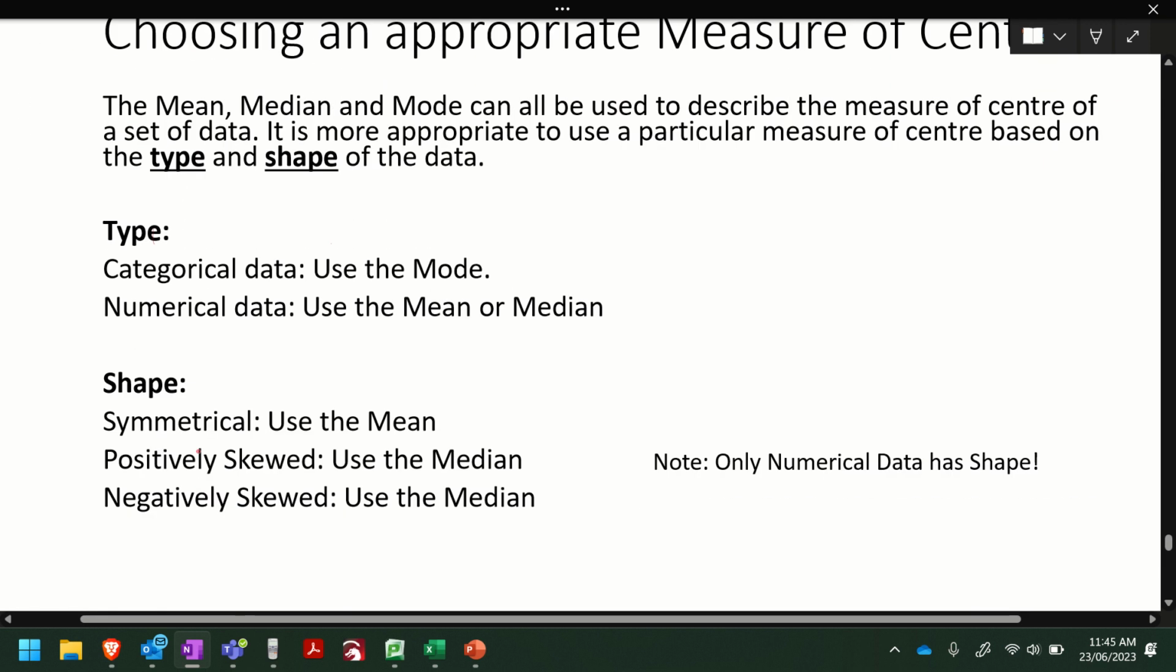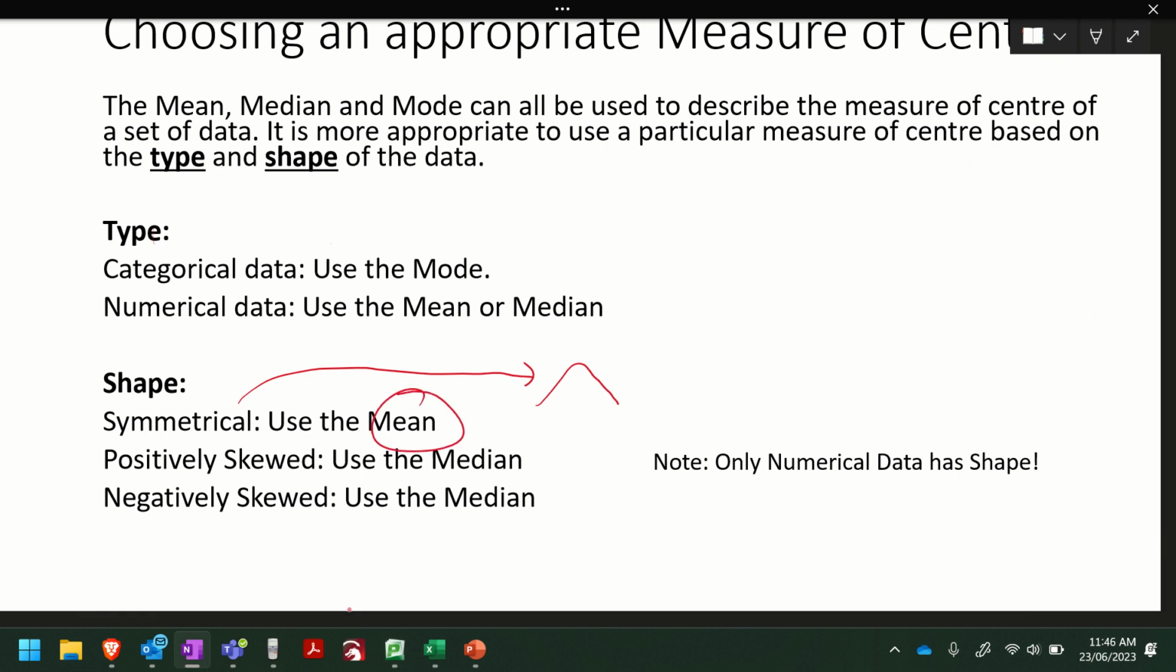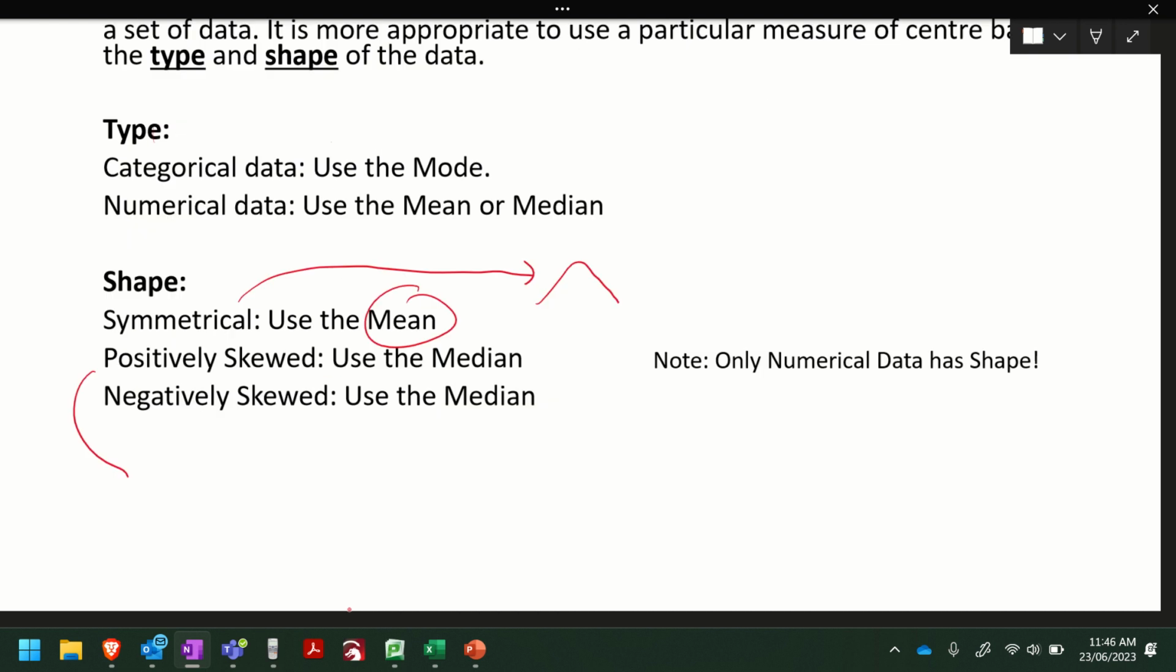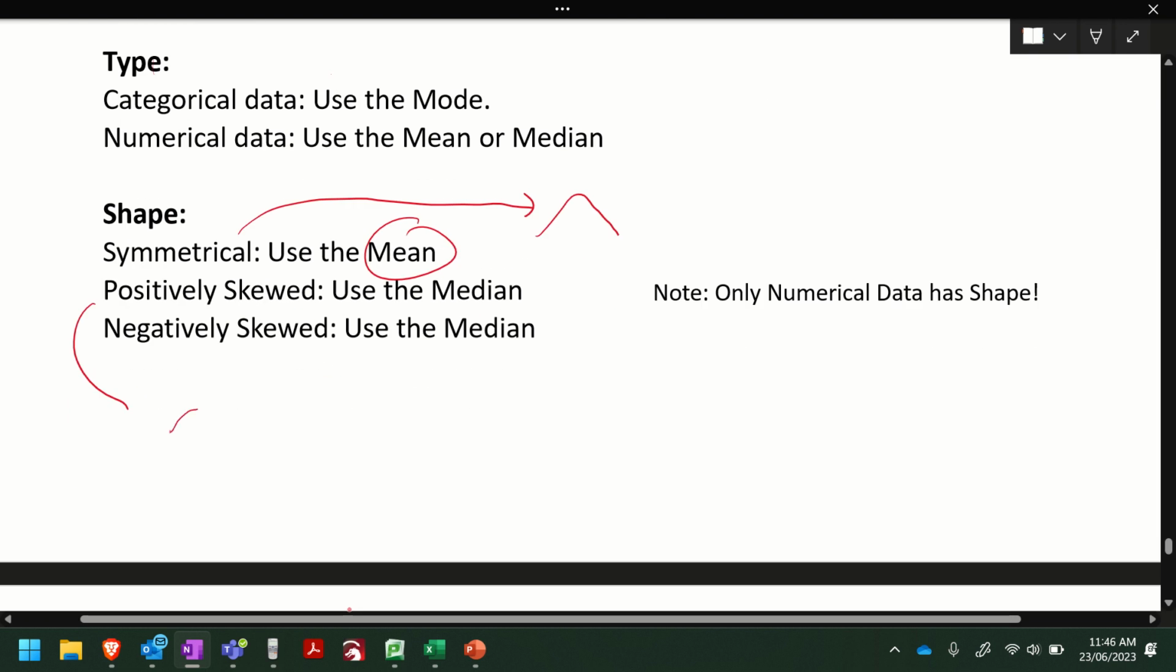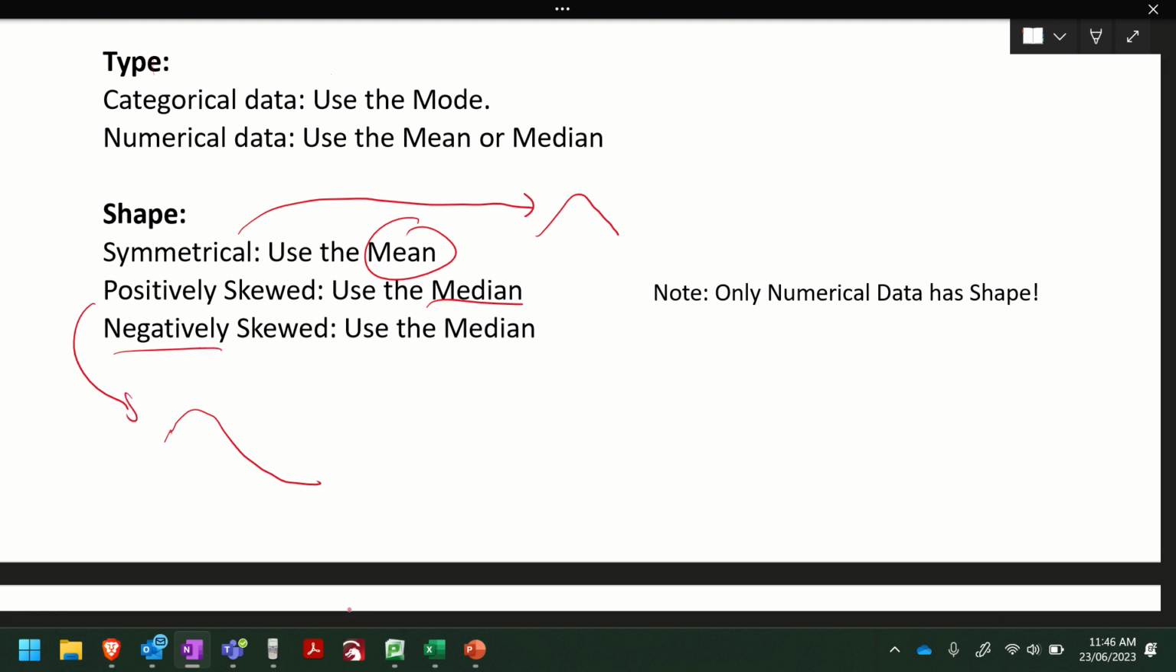So when it comes to shape, if your data is symmetrical, I'll draw it for you. If it's symmetrical, remember it has to look like a mountain, then use the mean. The mean is the best. If it's positively skewed, so it starts high, then it goes low, then use the median. Same if it's negatively skewed. So it starts low, then goes high. Whenever your data is either more on the low or more on the high, then you use the median. But if your data looks pretty even, then you have to use the mean. That's the easiest way to think about it.